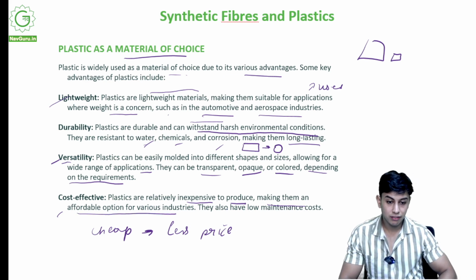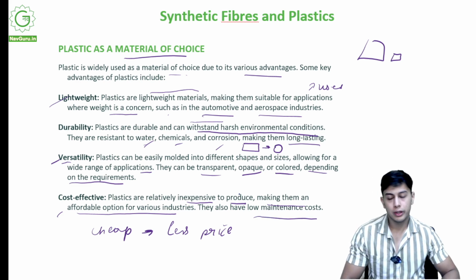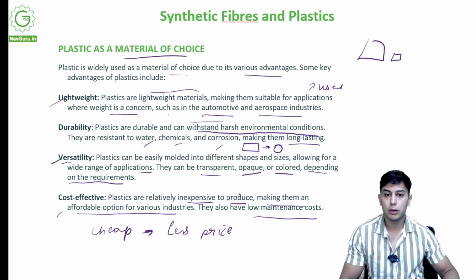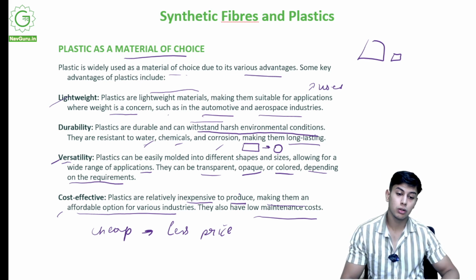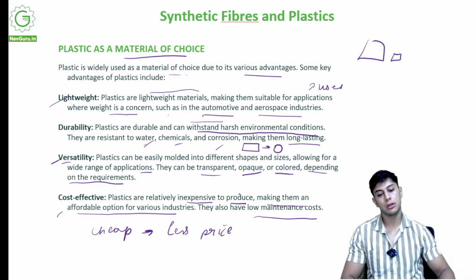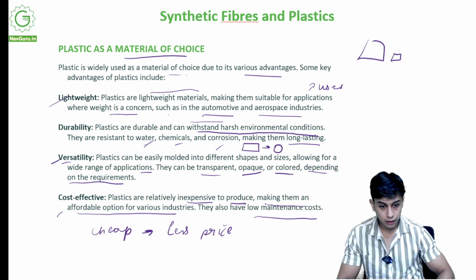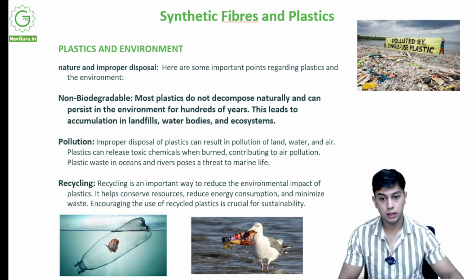They also have low maintenance cost. For example, I made a pillar out of metal and I made a pillar out of plastic. Metal will corrode, metal will lose its shine, metal will lose a lot of things, but plastic will not. So for maintenance purposes, I do not need to spend a lot on plastic things. Low maintenance cost. All right, let's go to the next part.